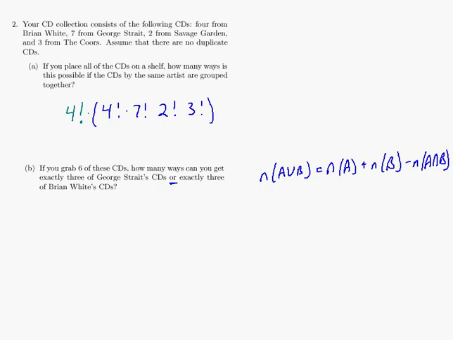So I want to look at exactly 3 from George Strait. So that's going to be the combination 7 choose 3. Now I still need 3 more CDs to fill out the rest of the group. So of the remaining CDs, well, we had 4 from Brian, 2 from Savage, and 3 from the Coors. So there's 9 of those, and we need 3. So what we have is, this is George Strait, and these are the others.